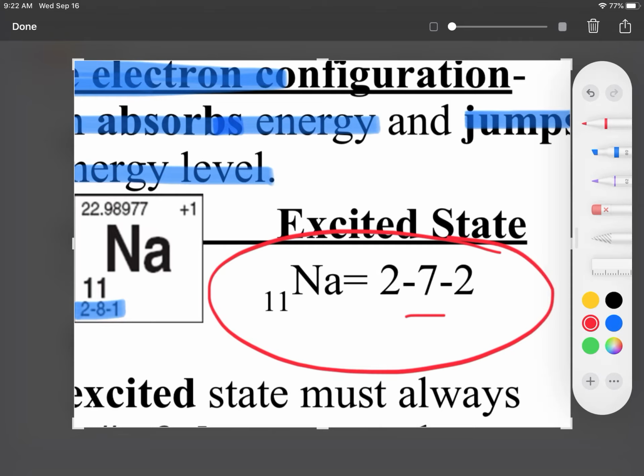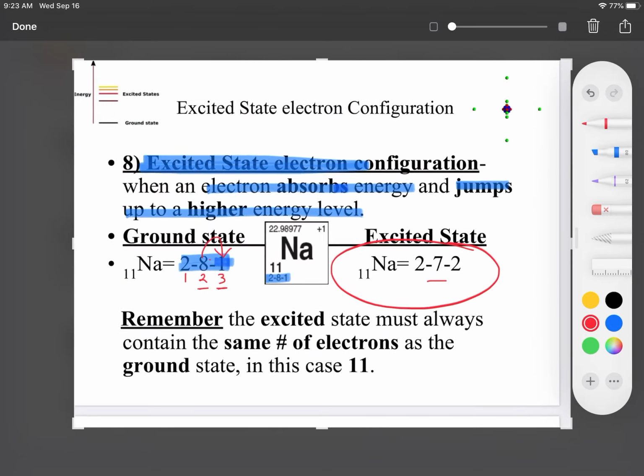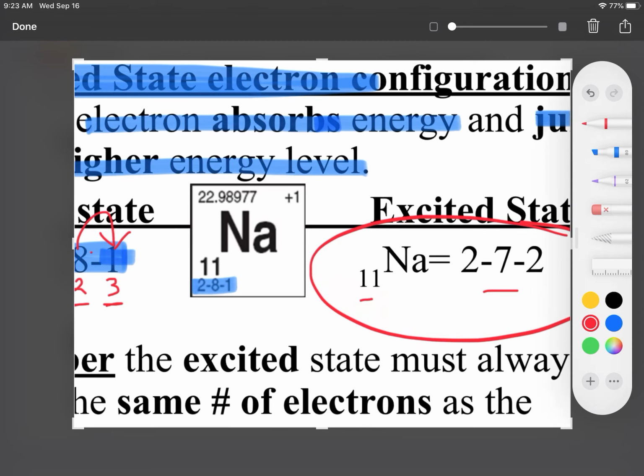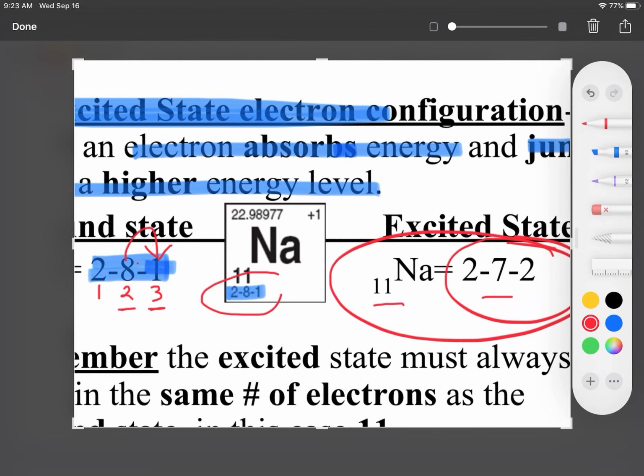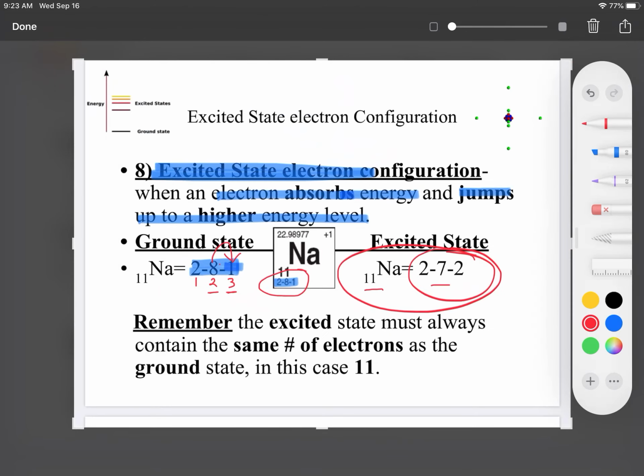Okay? Now the question is this. What is 2 plus 7 plus 2? Well, 2 plus 7 is 9. Plus 2 is 11. So it still adds up to the atomic number of 11. It's just, does this configuration match what's on the periodic table? No. So remember, the periodic table is the ground state. Whenever the configuration adds up to that number but does not match it, that must be the excited state. So remember, the excited state must always contain the same number of electrons as a ground state. In this case, it's 11.